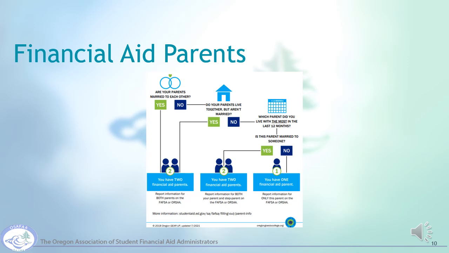If the student lived with both parents equally, then to break the tie, we ask which parent provided more financial support. Consider who may have provided health insurance, paid for car insurance, or perhaps footed the cell phone bill. Note that this question does not ask which parent claimed the student on their federal income tax returns. Instead, it asks which parent provided more financial support in the last 12 months. This parent is the financial aid parent for the FAFSA or the ORSAA. The other parent's information is not reported on the FAFSA or ORSAA.